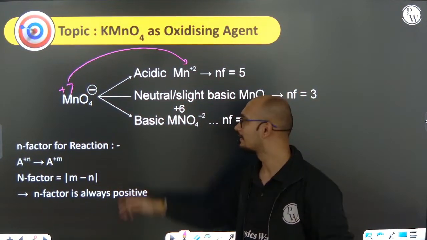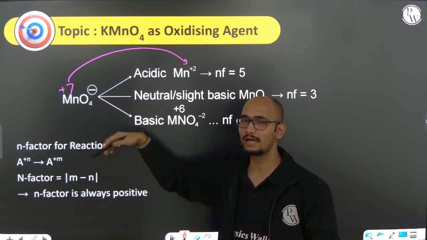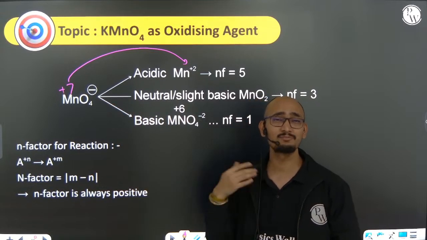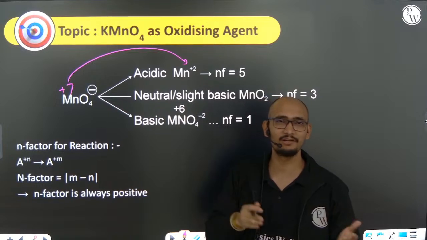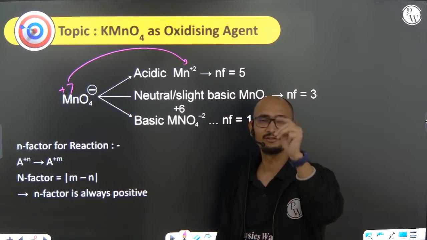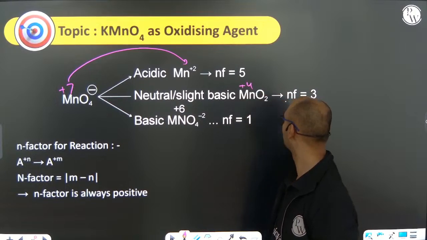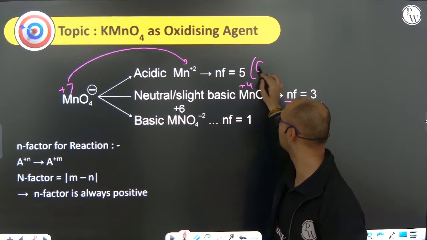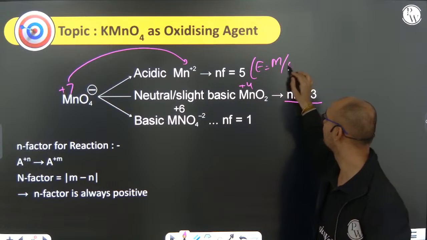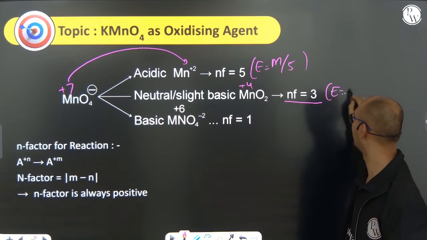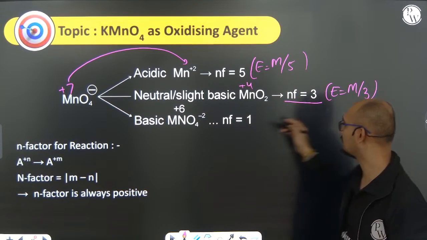Correct. Next, in the neutral medium, it converts into MnO2. MnO2 is what? Mn is plus 4. So change is how much? Plus 7 to plus 4 means change is 3. So n factor comes out to be 3. It is very easy to understand. So here E will be equal to what? M by 5. Here E will be equal to what? M by 3.